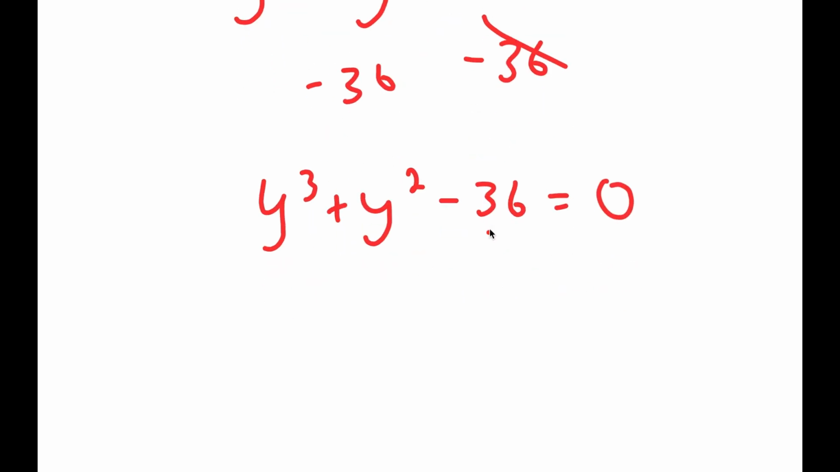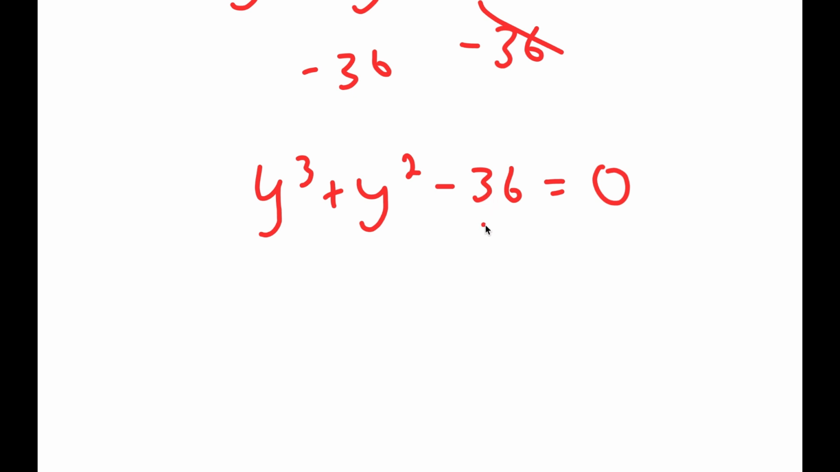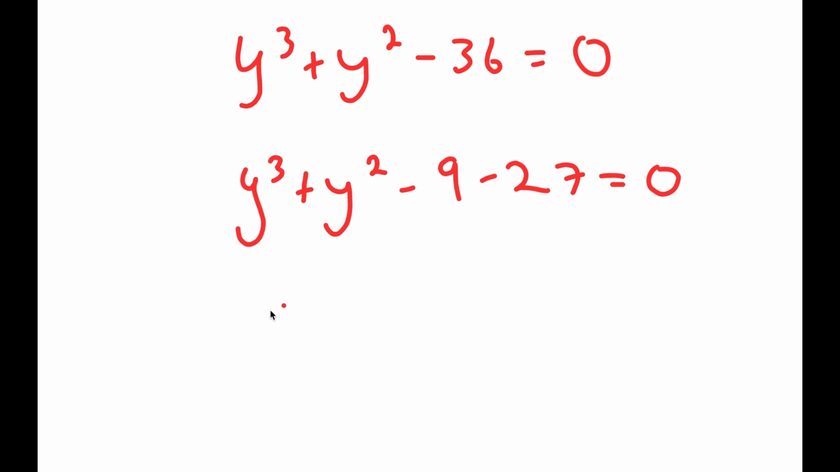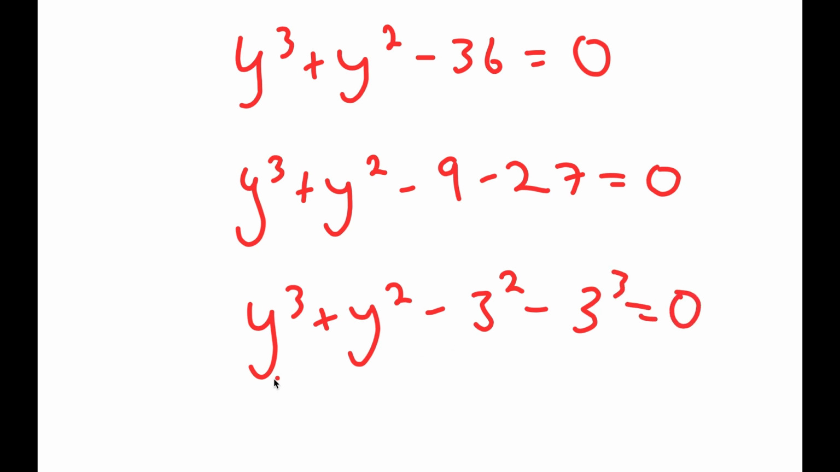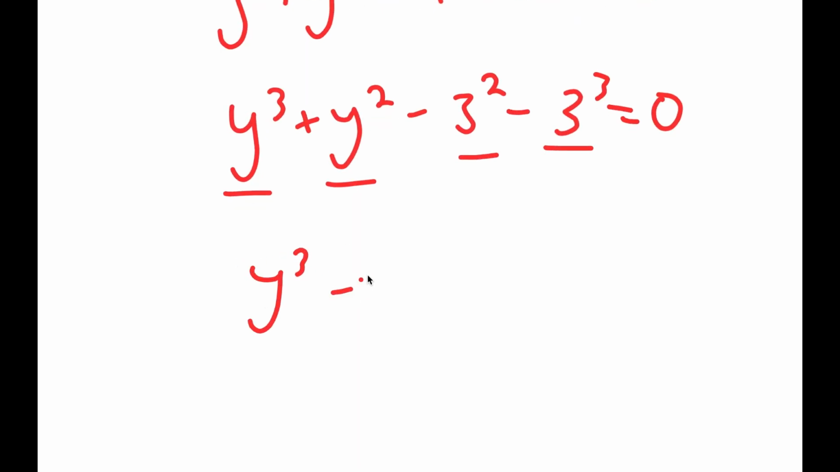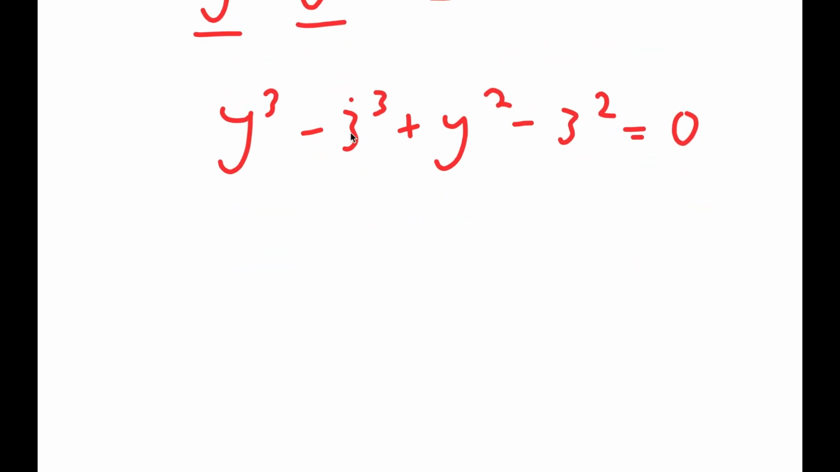Now from here, to factor this, I'm going to rewrite negative 36 as negative 9 minus 27. The reason I'm doing this is so I can rewrite 9 as 3 squared and 27 as 3 to the power of 3. So now we have y to the power of 3 and 3 to the power of 3, as well as y squared and 3 squared. So now let me group y to the power of 3 and 3 to the power of 3, and y squared and 3 squared.